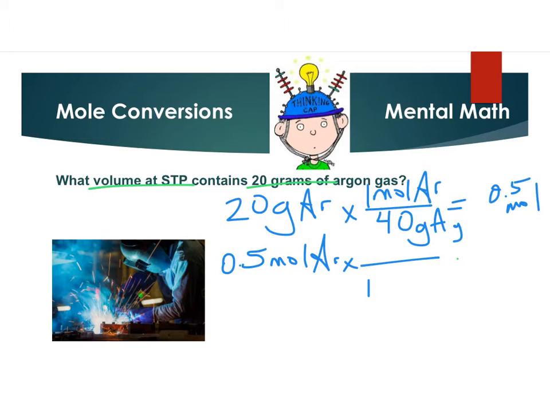And for every 1 mole of any gas at STP, that is 22.4 liters. And so 0.5 times 22.4, or half of 22.4, is 11.2 liters of argon.